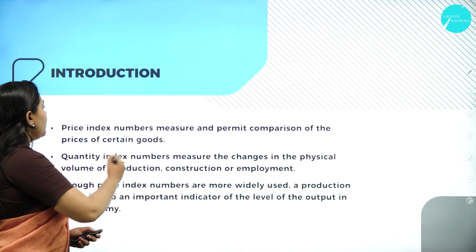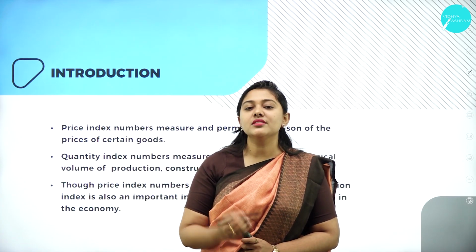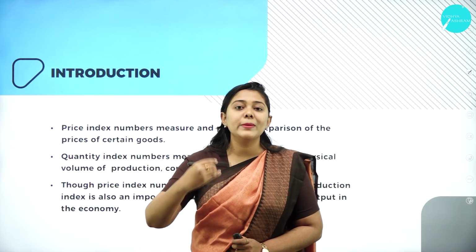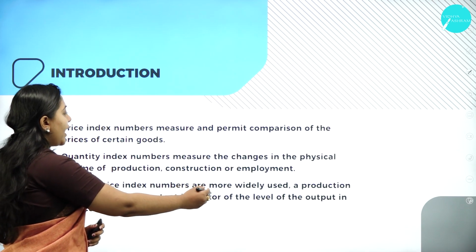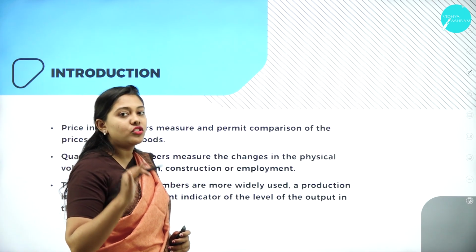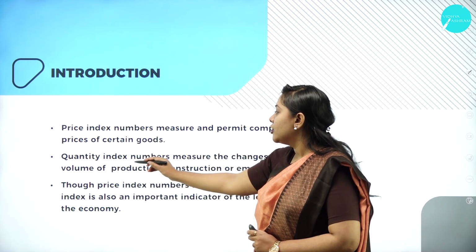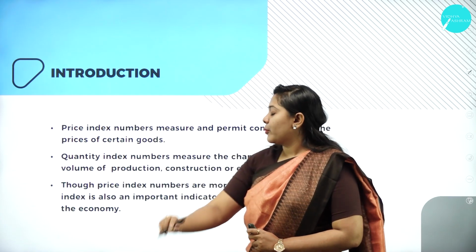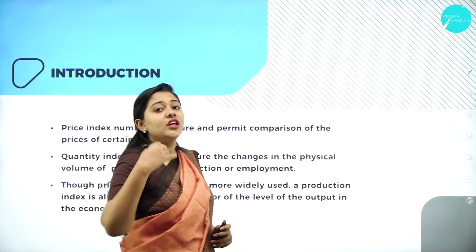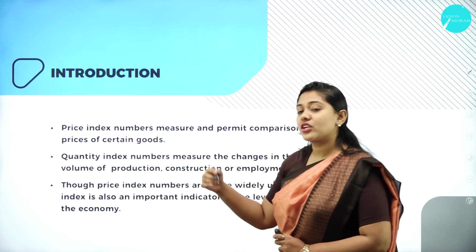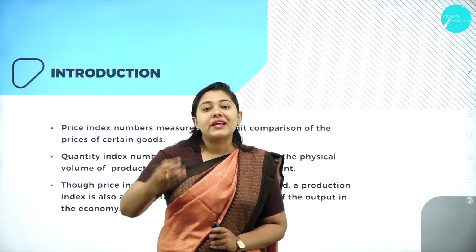Moving forward, as I have told you, we have different index numbers. The index numbers that you will be studying in this unit are the price index number, quantity index number, and production index number. So there are three things to be studied under index number. What does the price index represent, what does the quantity index represent, and what does the production index represent, and how is it important for an economy, for our well-being and the betterment of society.